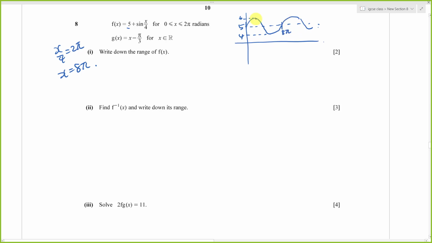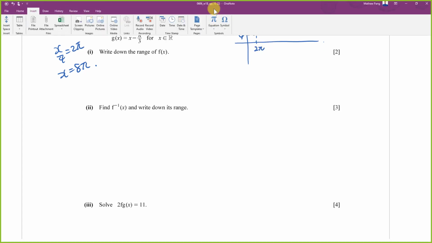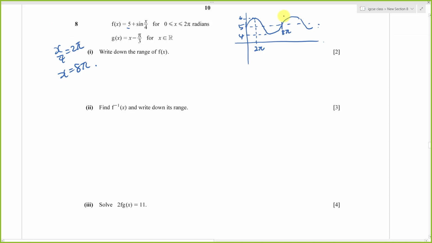So 2 pi is just a quarter of it, so it's just here, 2 pi. If you see carefully for this part, you realize it's just from here to here only, right? This is the range you have, because it's from 0 to 2 pi. So the range is between 5 and 6. So the range of f is between 5 and 6. That's all.